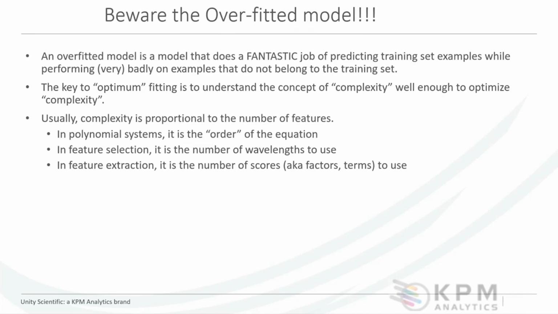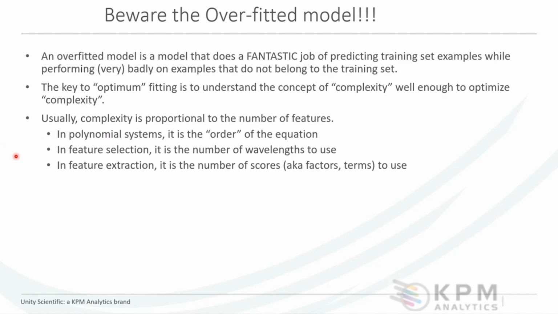So one caveat here is beware of the overfitted model. An overfitted model is a model that does a great job at predicting a training set, but it performs very poorly or unexpectedly in real life. And the key to optimum fitting is to understand complexity and where it's coming from. Usually complexity is proportional to the number of features. And you just saw that we reduced our features from over 1,000, for example, with our near-infrared spectra to 10 or so eigenvectors. So we're reducing the number of features.